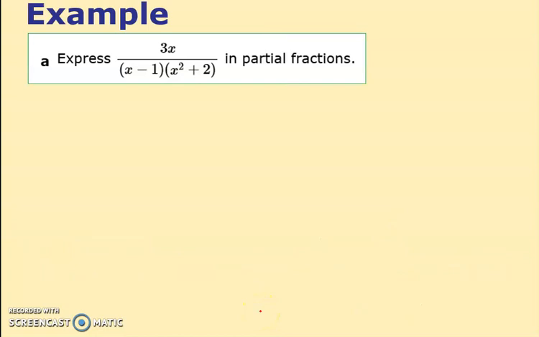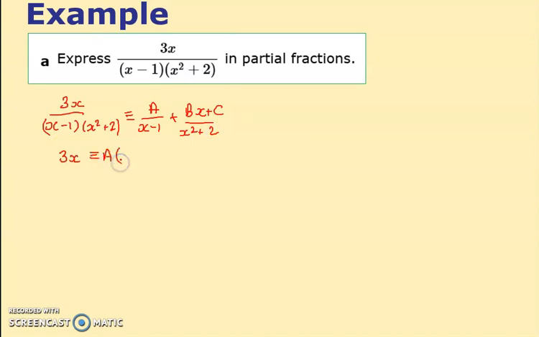Next question, it says express this as partial fractions. Okay, let's go for it. So we've got 3x over x minus 1, x squared plus 2. So again, we just get into this habit of it's a over the linear one plus bx plus c over the quadratic. I'm going to write the right-hand side in the same format with the bottom as the left-hand side. So that gives me a lots of x squared plus 2 plus bx plus c lots of the x minus 1.